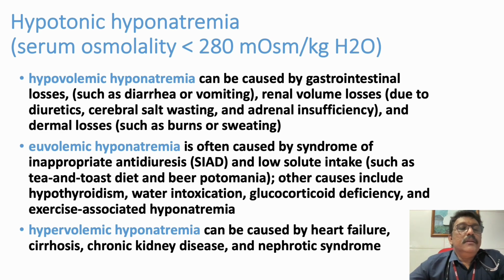Other two important conditions are hypovolemic hyponatremia, in that the main cause is severe diarrhea and vomiting. We have to replace the water. We have to replace water with normal saline, that will correct the problem. Then renal volume loss due to diuretics, cerebral salt wasting, adrenal insufficiency, or skin can be an area which can lose water and sodium by burns or increased sweating, like sunburns or hyperthermia and all. Euvolemic, main thing is SIADH.